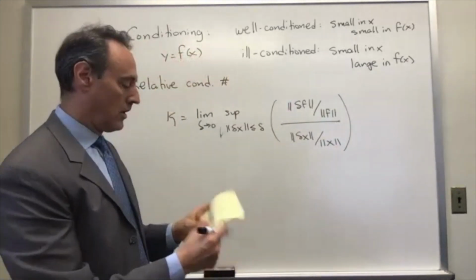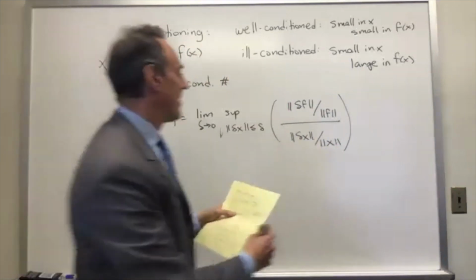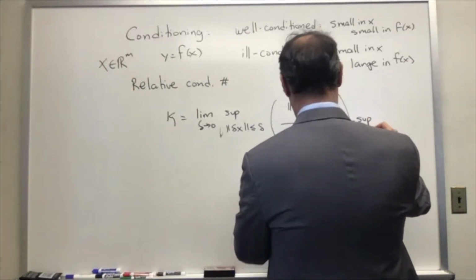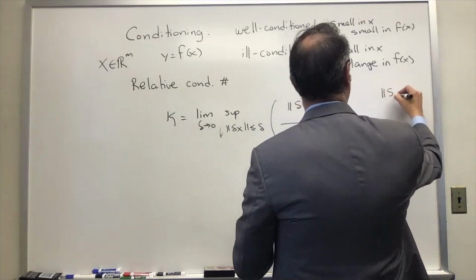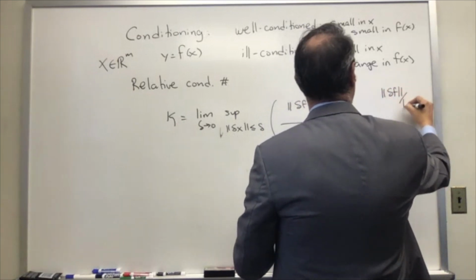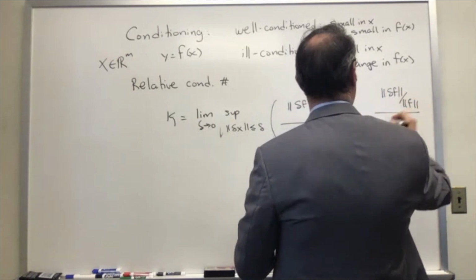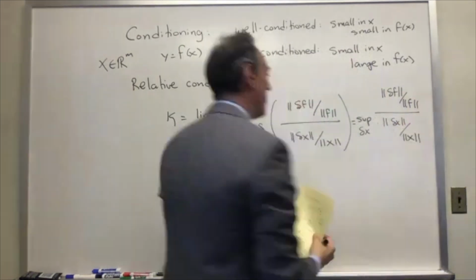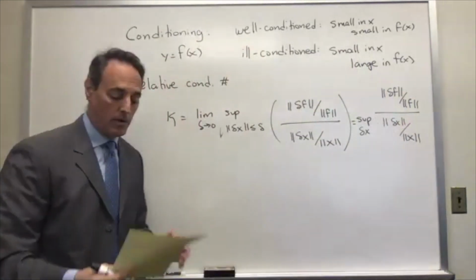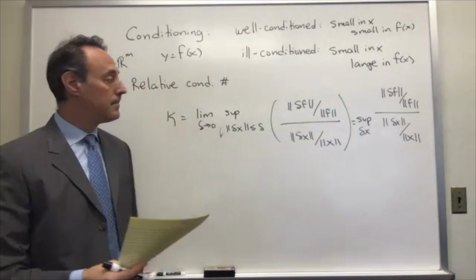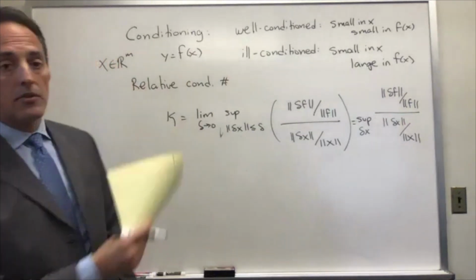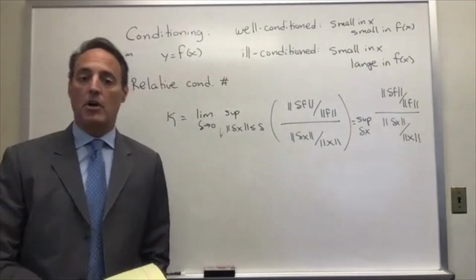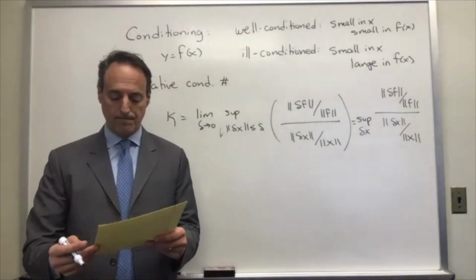Okay? Now we can also simplify this a little bit by just saying, let's just look at the supremum of the norm of dx and df, f divided by dx, x. So this is our definition that we want to use for the relative condition number. And the relative condition number is actually what's often used in practice.